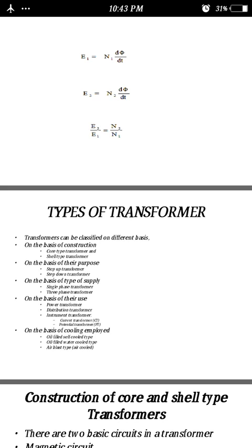There are various types of transformer. The transformers are classified based on parameters, that is construction, its purpose, and the type of supply given to the transformer, and based on its application and based on the cooling method employed. This is the clear classification of the transformer.